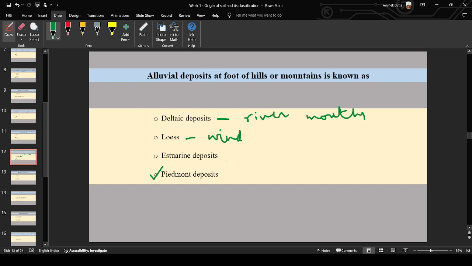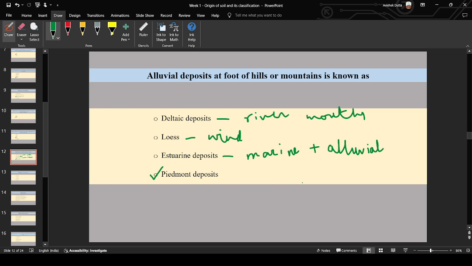The third option, that is estuarine deposit. It is a mixed deposit of marine and alluvial origin. It is also deposited at river mouth, but it is a mixed deposit of marine plus alluvial. It is not exactly alluvial deposit. This is also deposited near the river mouths. Marine plus alluvial deposits are called estuarine deposits.